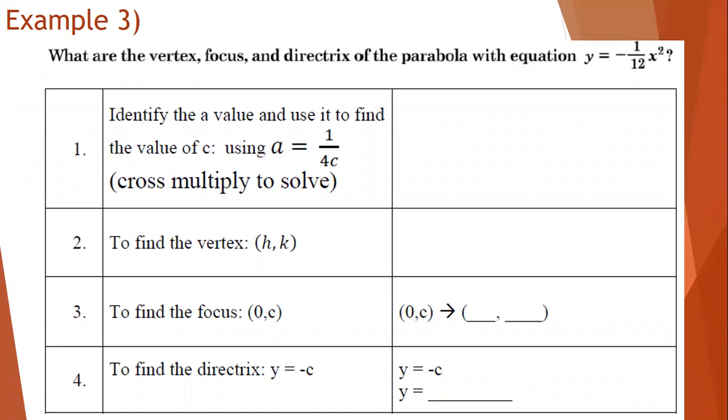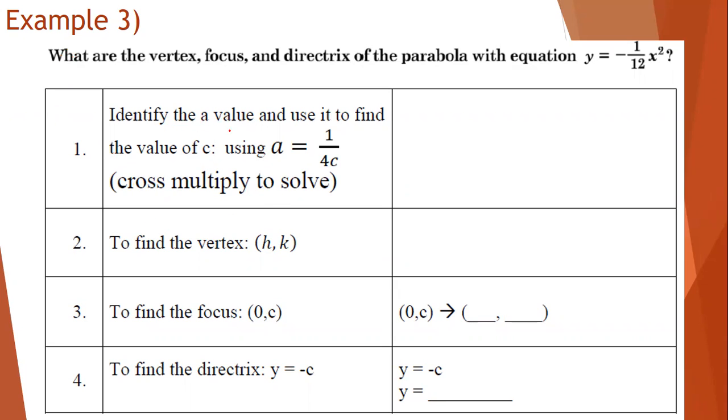Okay, so now we're doing what are the vertex, focus, and directrix of the parabola with the equation. So instead of finding the equation, we're given the equation and we're going to analyze it. Okay, so first things first, to do anything, we have to find the C value. That's because C is super important for all aspects of this conic, of this parabola.